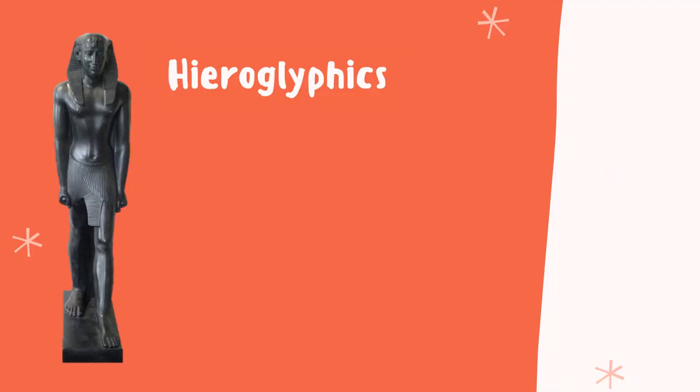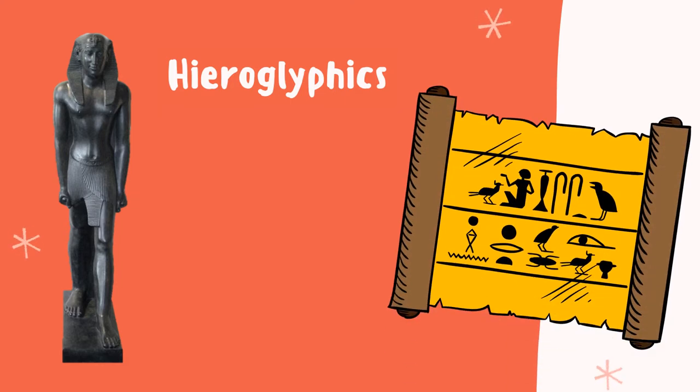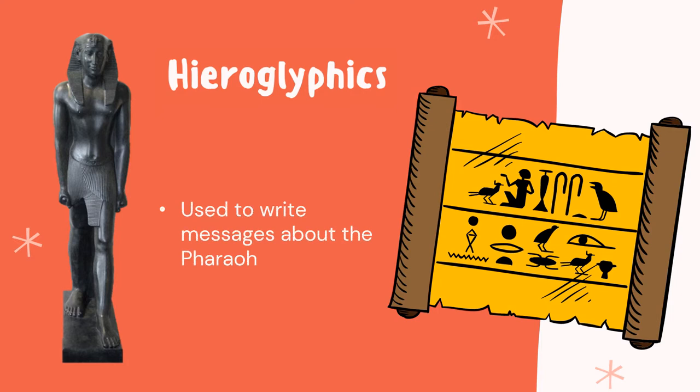First, let's look at the most basic way of showing the power of the pharaoh, writing. The first system of writing in ancient Egypt, known as hieroglyphics, was very important in spreading messages about the king's power and many other things. Hieroglyphics were the oldest form of writing in the kingdom, and the Egyptians started using it over 7,000 years ago.